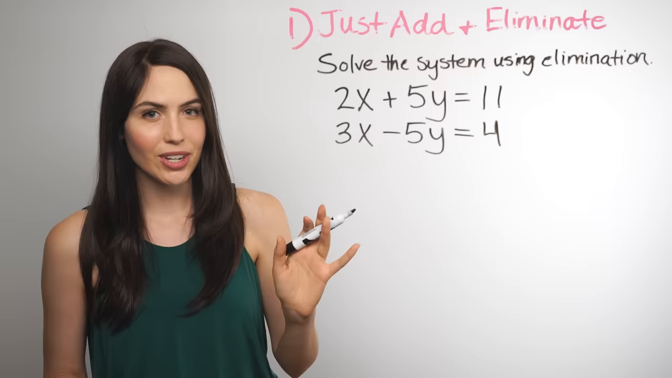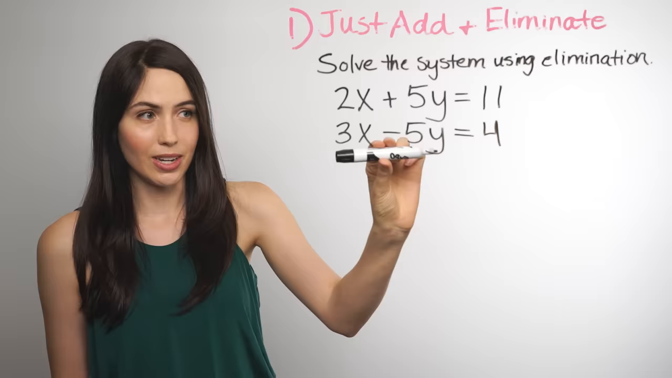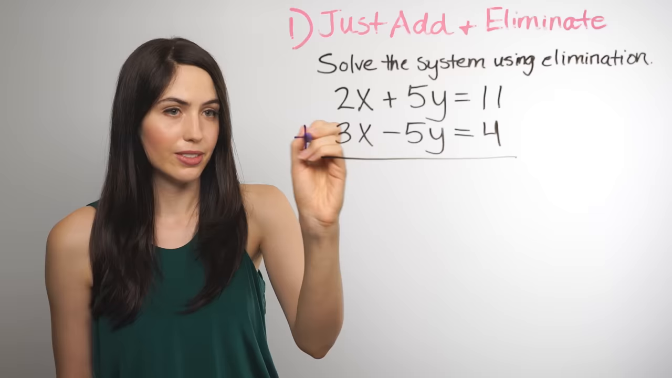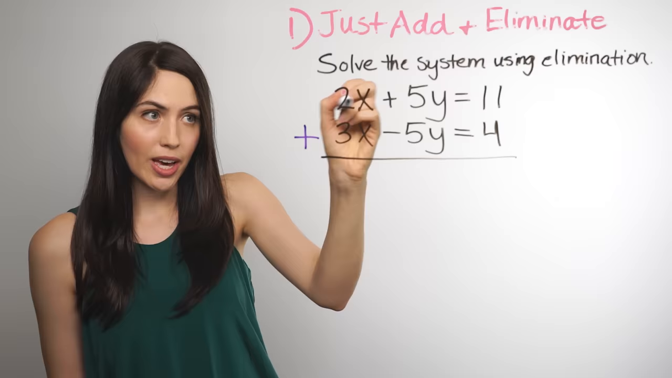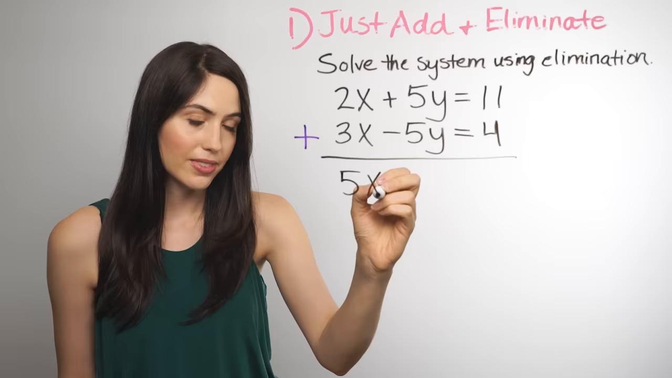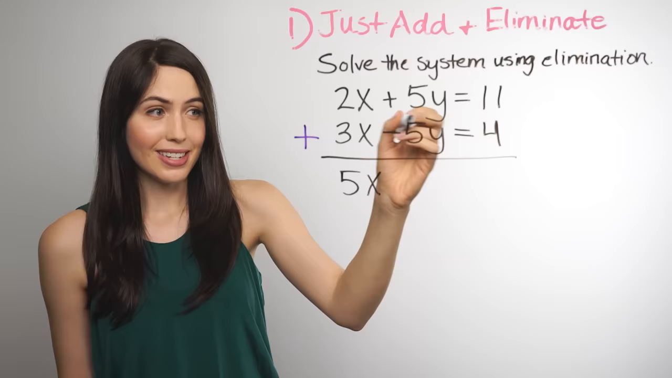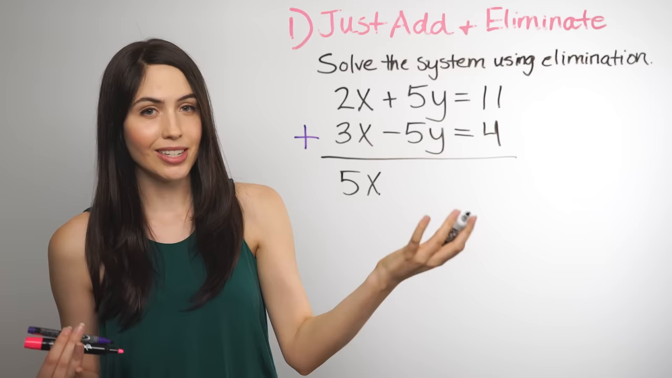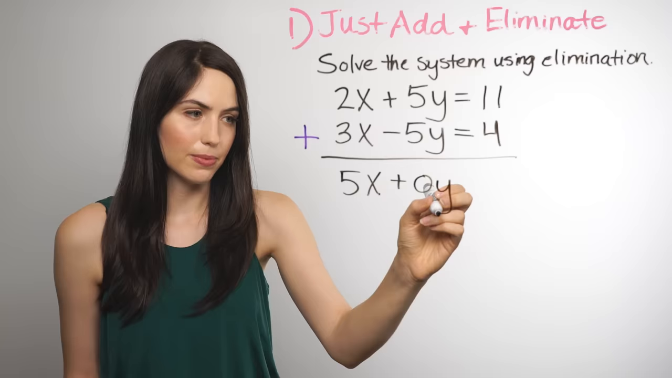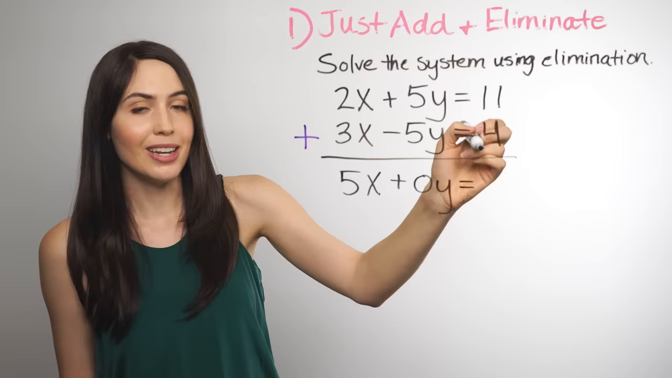Next step is to add the two equations vertically. We really are adding them. It's a little weird, but up and down, think this way. 2x plus 3x is 5x, so we write that in our new equation. 5y plus negative 5y, or 5y minus 5y, will give us 0y. 0, but we can write 0y. And then we have an equal sign in our new equation. And then on the right side, we add the numbers. 11 plus 4 is 15.